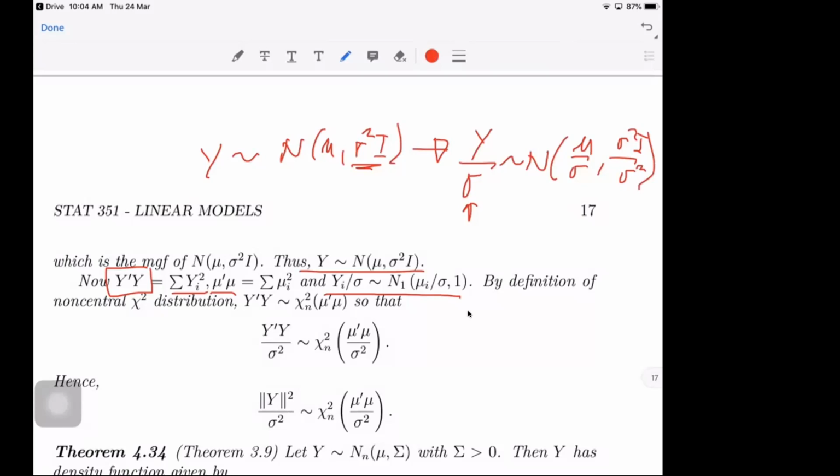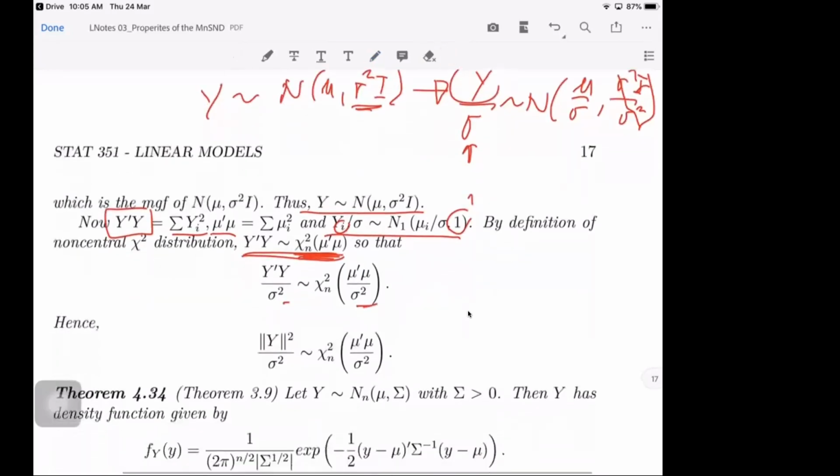Okay? So by definition of chi-square, for y prime y, the identity matrix cancels out, the ones inside. Remember, this is mu_i, so in general it is a vector. So y prime y is chi-square distributed with parameter mu prime mu. So when we divide by sigma squared, the parameter is also divided by sigma squared.